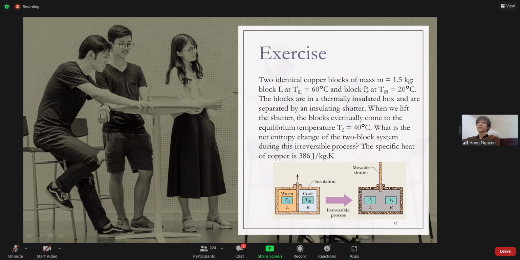Now, how to calculate the net entropy change of the two block system during this irreversible process? I give you 5 minutes.